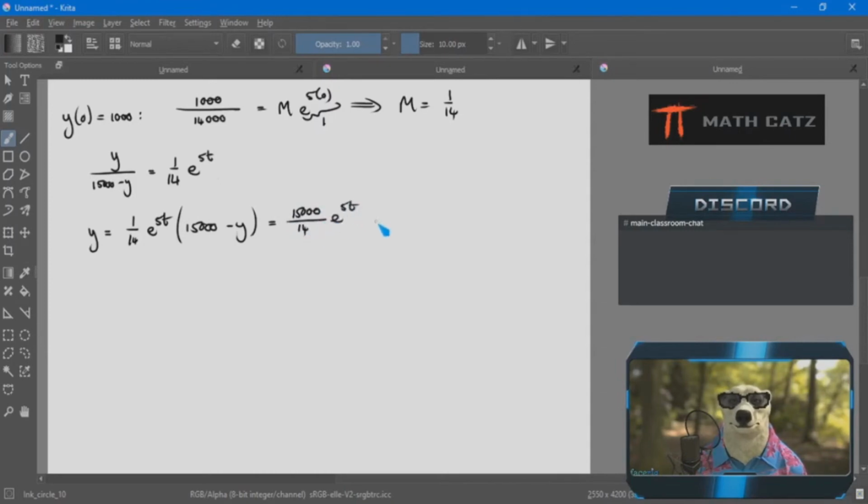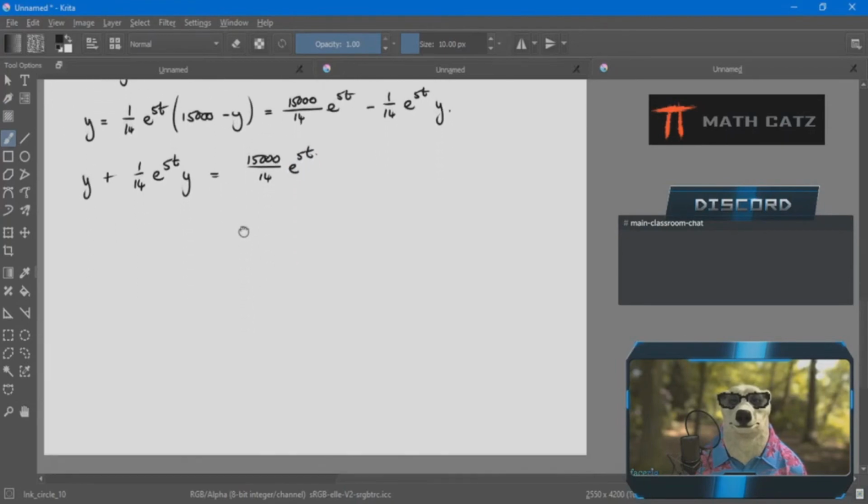e to the 5t minus 1 over 14 e to the 5t y. And leaving it like this and not simplifying these numbers makes it easier if you ever were to derive this in general. So then I have to take the y term to the other side. That is a 14. It doesn't look like it. There we go. e to the 5t y equal to my 15,000. It's a little tedious, but in the beginning, it's good to understand how you get to that general formula.